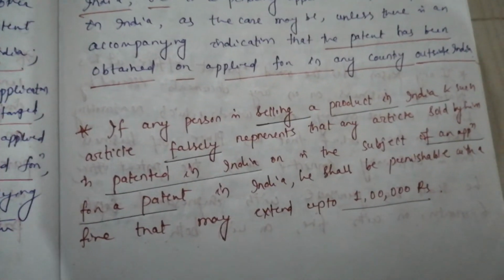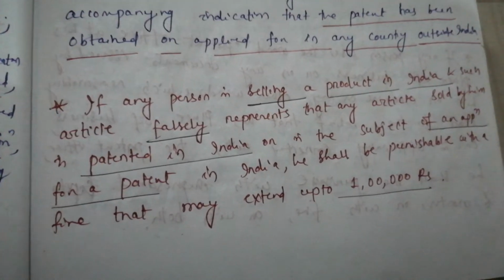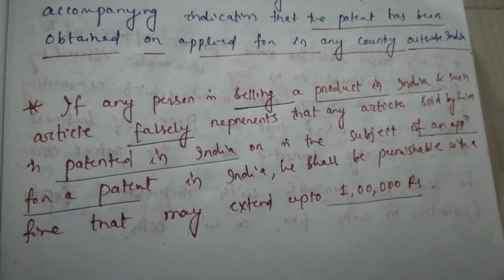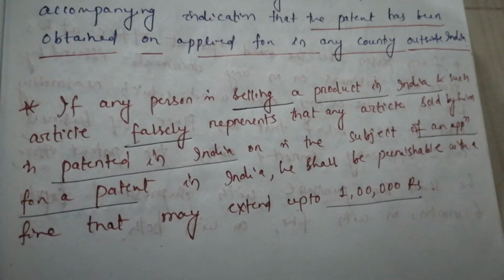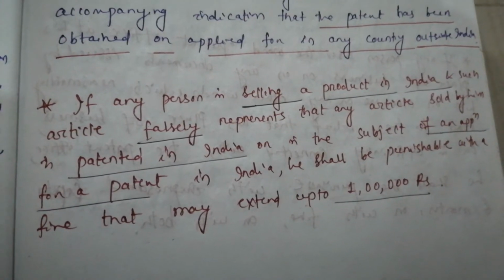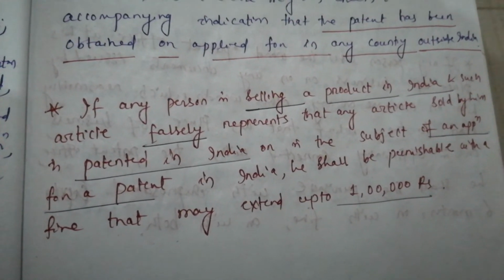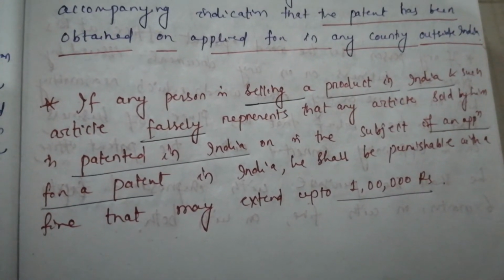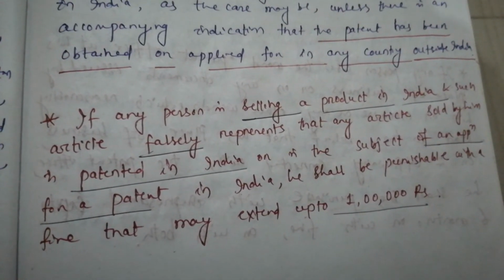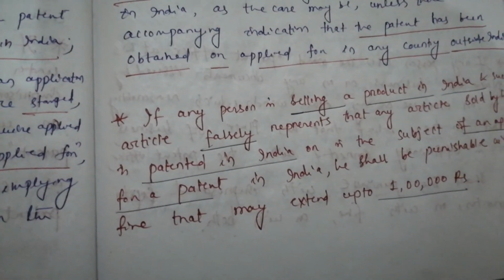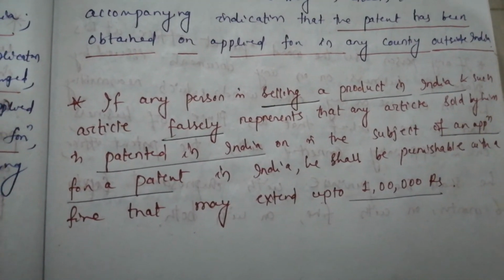In short, we can say that if any person is selling a product in India and falsely represents that any article sold by him is patented in India or is the subject of an application for a patent in India, he shall be punishable with a fine that may extend up to 1 lakh rupees. So this way, friends, section 120 is completed.